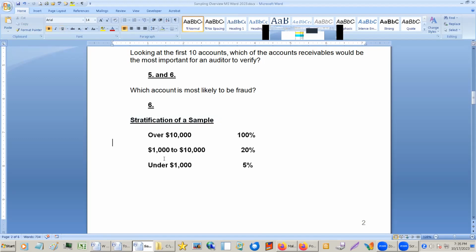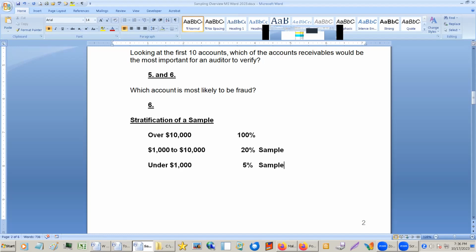And the way you would do this is actually over 10,000 is actually not a sample. You're taking 100%, so that would not be considered a sample for that strata. For these next two, these would be samples. And whatever level you audited those two would depend on the number of items you picked and all that.